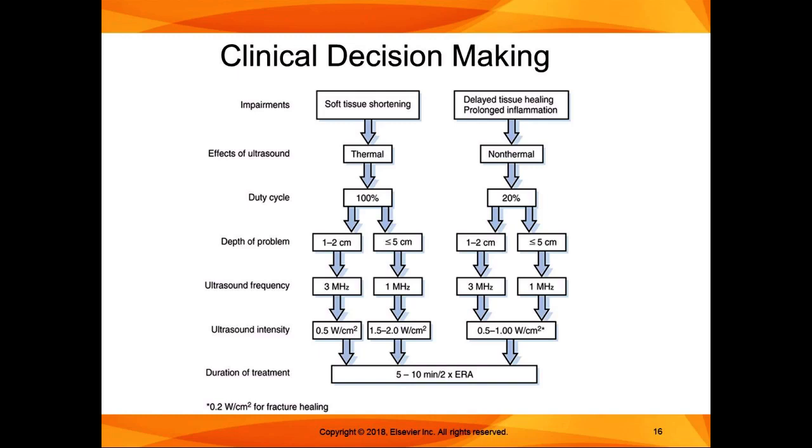If we're, say, for the delayed tissue healing or prolonged inflammation, we're going to use a non-thermal ultrasound effect, or we're trying for that. We're going to use that 20% duty cycle. We are looking at the depth of our problem again to decide the frequency, and we're going to start between 0.5 to 1 watts per centimeter squared. And that's pretty much where we're going to stay, because we're not getting a thermal effect, so the patient's feedback isn't going to tell us to turn up the intensity.